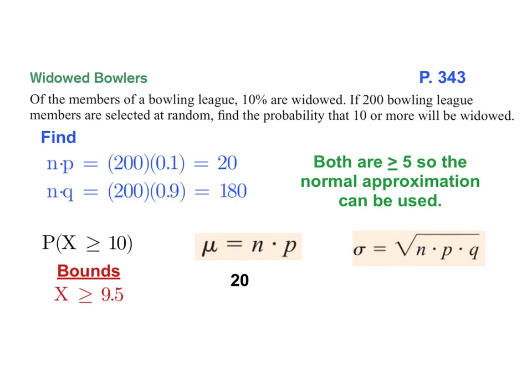What is the standard deviation? Leave it in the square root. Square root of 18. Okay, so 20, because that's np, times 0.9. So that's square root of 18. Now I have everything I need. I have my boundaries, I have my mean, I have my standard deviation. Normal CDF in the calculator, go ahead and do that.